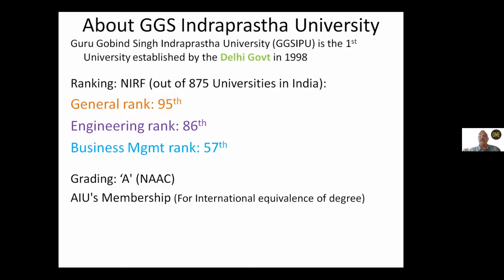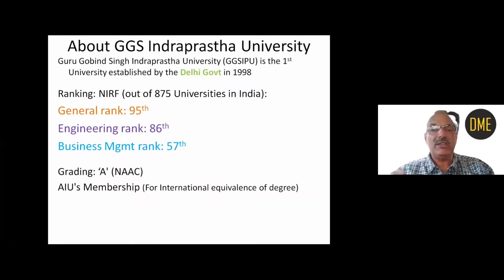So AIU's membership means that throughout the world, no one can question your degree. In a way, I am saying that AIU's membership means that IPU's degree is recognized throughout the world. Say, for example, you do B.Tech and you go to MIT, Massachusetts Institute, or California Institute for M.Tech, then your degree is recognized in America as well because of AIU's membership.